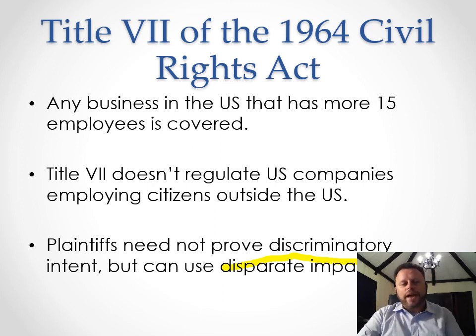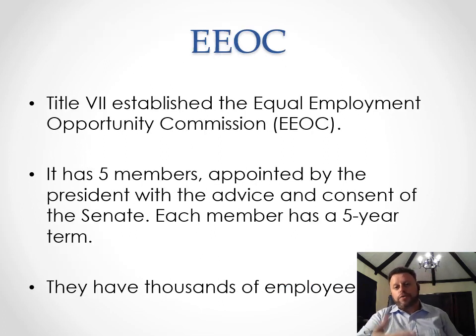And as I said, the way that you use Title VII is through something called the EEOC, the Equal Employment Opportunity Commission. This is a 5-member commission. It's appointed by the president. It's a big thing in America. People have a 5-year term. They have thousands and thousands of employees.